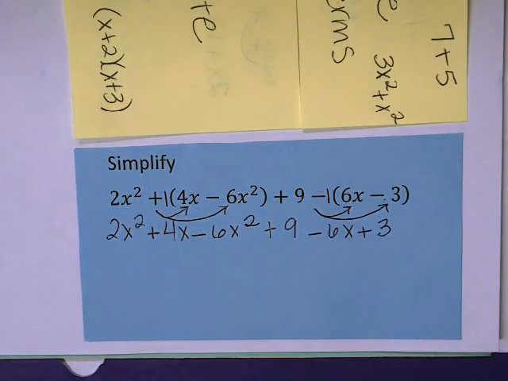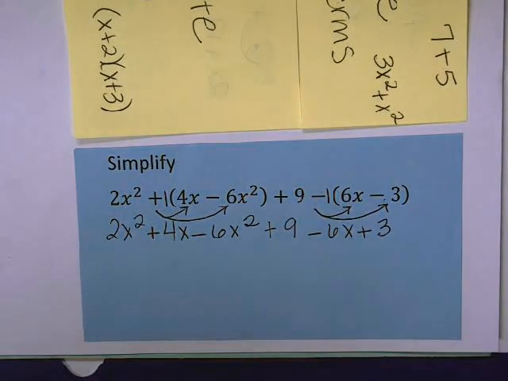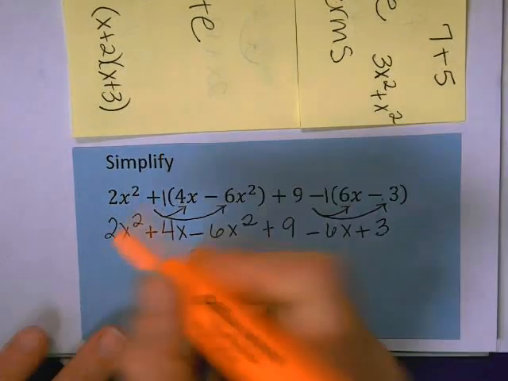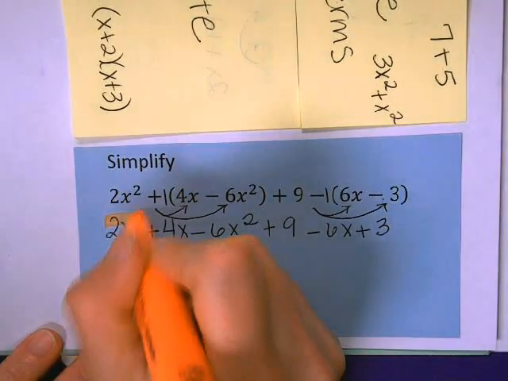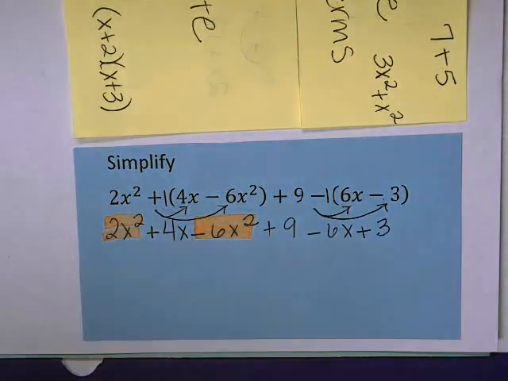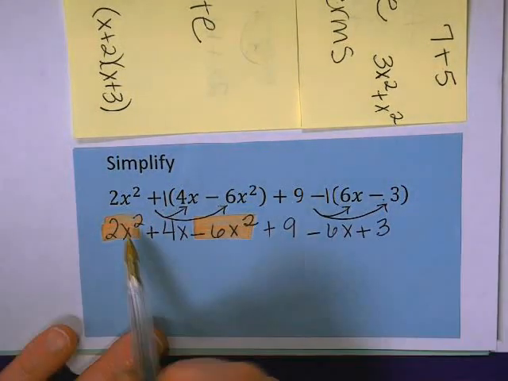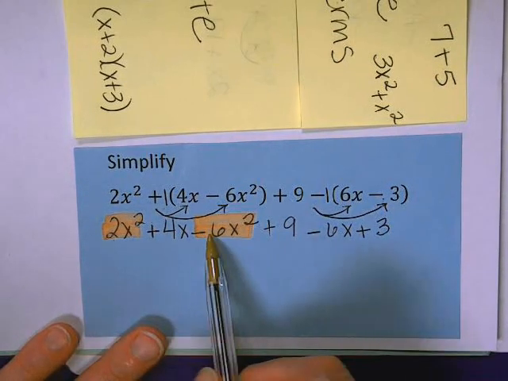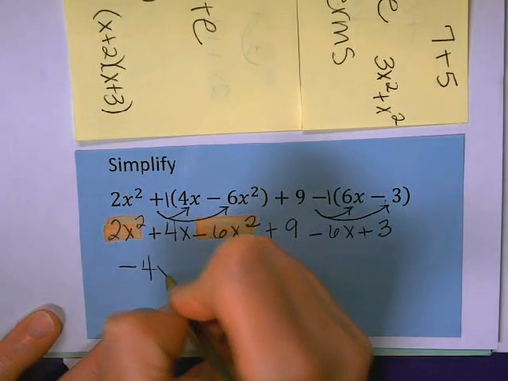Now I'm going to look for things that have the exact same variable and the exact same exponent. So I see 2x squared at the beginning here. It can go with negative 6x squared. Don't forget, you have to include the symbol before the number. So 2 minus 6 is negative 4.